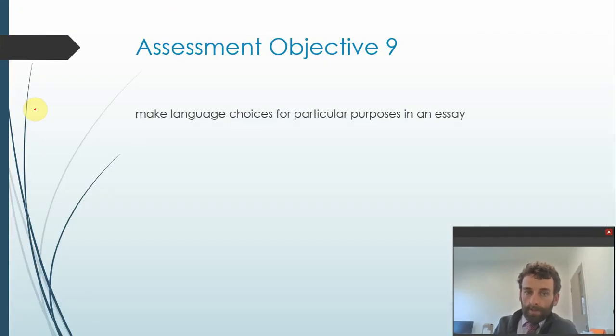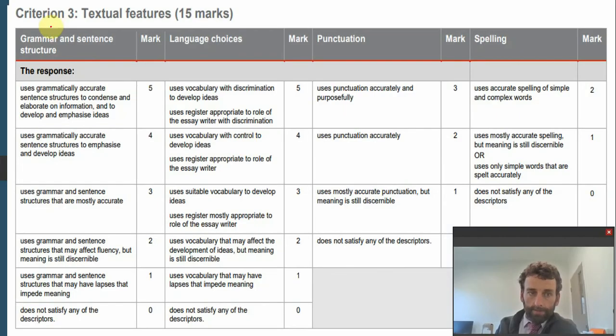Assessment objective 9, make language choices for particular purposes. So this is looking at grammatically accurate sentence structures, using vocabulary with discrimination to develop ideas, and using a kind of formal academic register or tone in your essay.